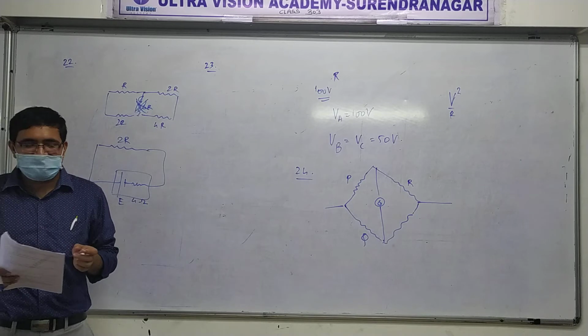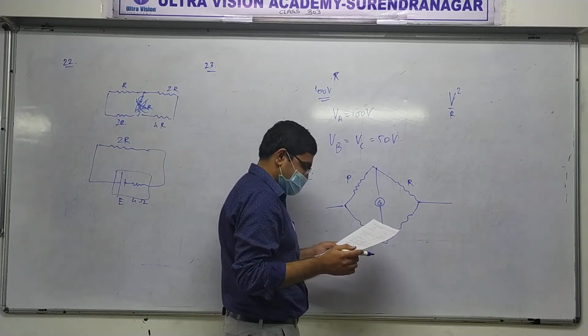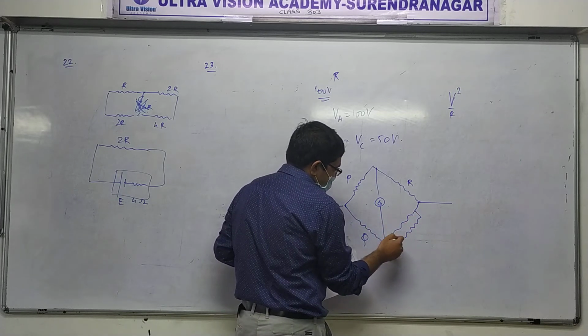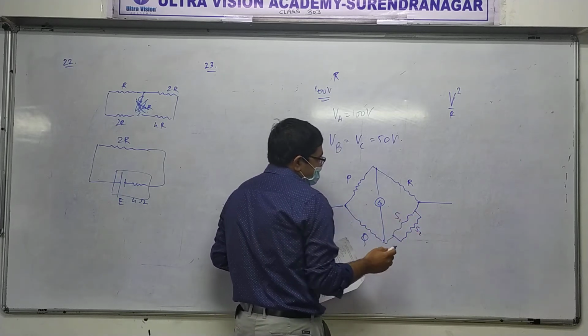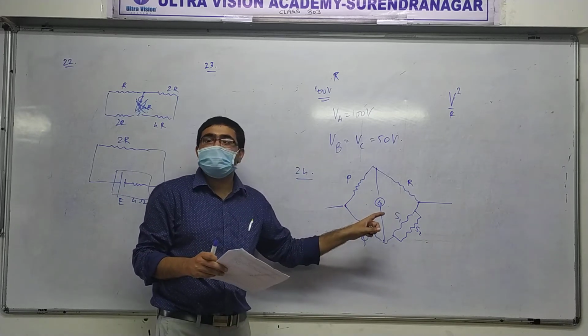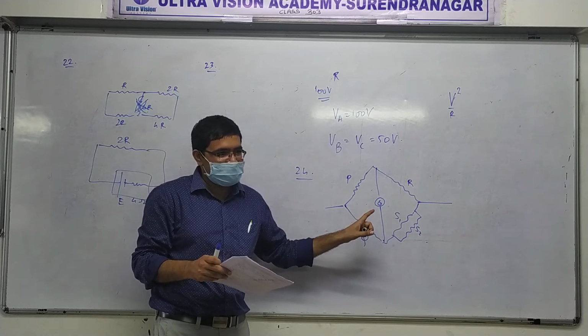Hopefully you remember. Wheatstone bridge. And what is in this fourth arm? Two resistances are there in parallel, S1 and S2. So first of all, what would we have to do? We'll have to find their equivalent. Yes or no?